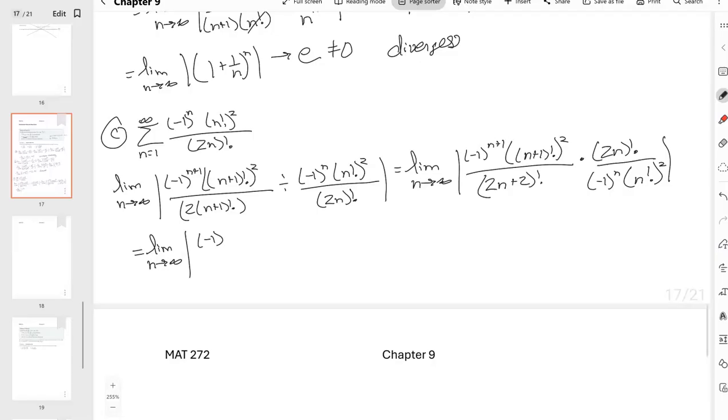I've got n plus 1 factorial squared, which is n plus 1 factorial times n plus 1 factorial. And then I've also got a 2n factorial in the top when I multiply these fractions. And the bottom here, I'm going to have 2n plus 2 factorial, which is going to be 2n plus 2, 2n plus 1, and then 2n factorial. I've already reduced the negative ones, and I'm left with an n factorial here.